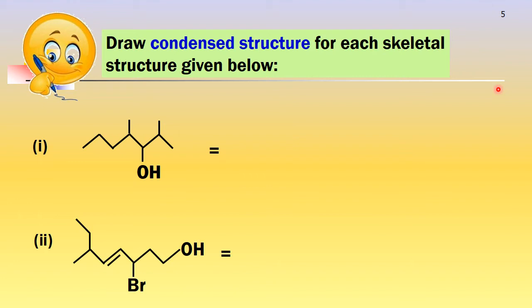In this slide, I'll be doing the opposite, that is converting skeletal structure to condensed structure. The first compound. Number the carbon atoms. There are 7 carbon atoms. What I'm going to write now is 7 carbon atoms in a row.